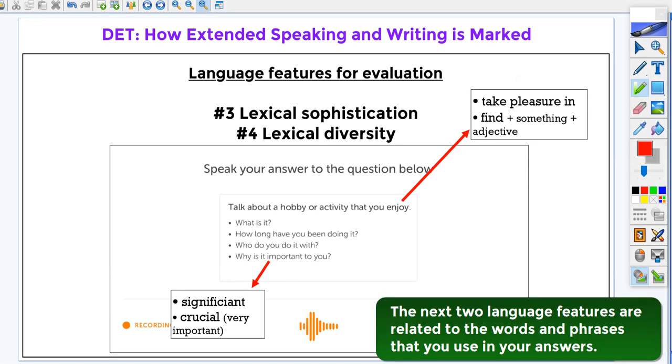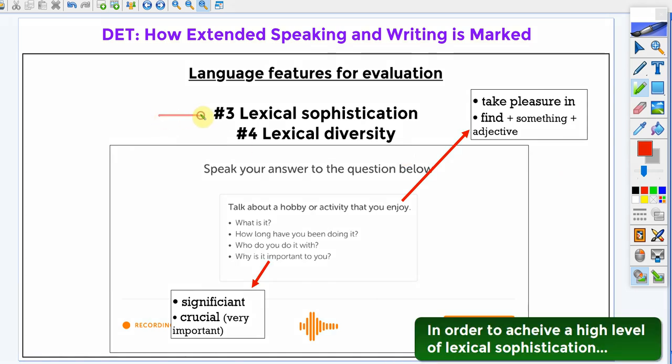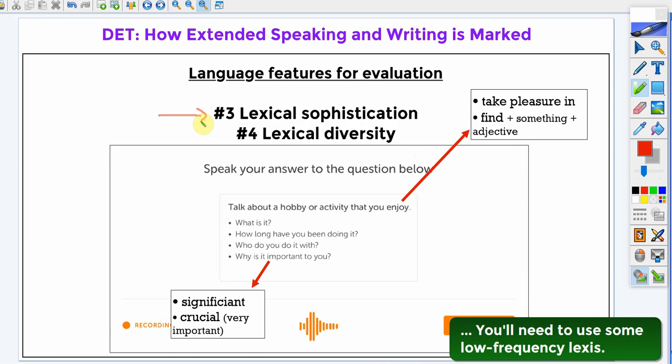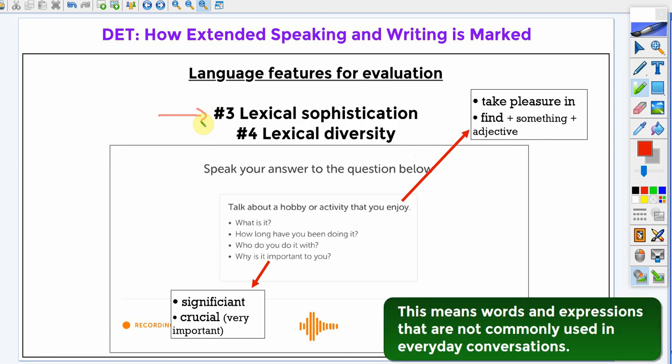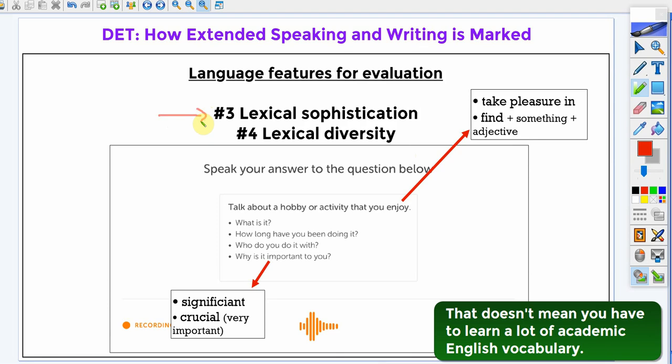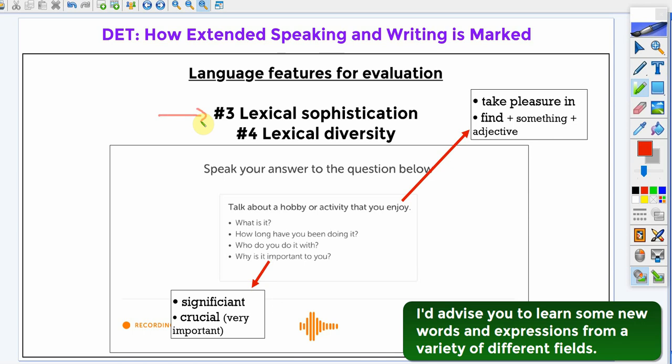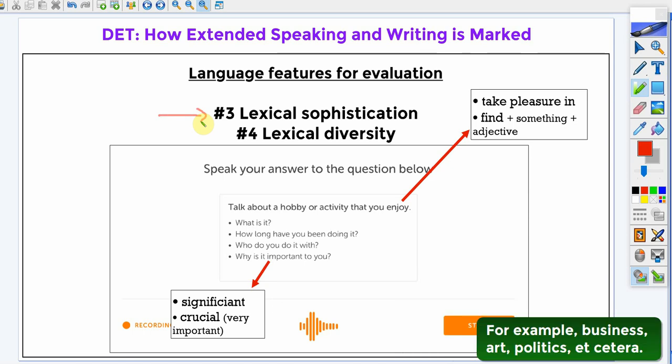The next 2 language features are related to the words and phrases that you use in your answers. In order to achieve a high level of lexical sophistication, you'll need to use some low-frequency lexis. This means words and expressions that are not commonly used in everyday conversations. That doesn't mean you have to learn a lot of academic English vocabulary. I'd advise you to learn some new words and expressions from a variety of different fields. For example, business, art, politics, etc.